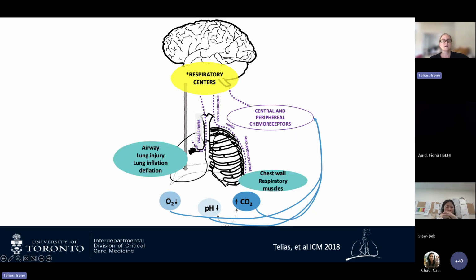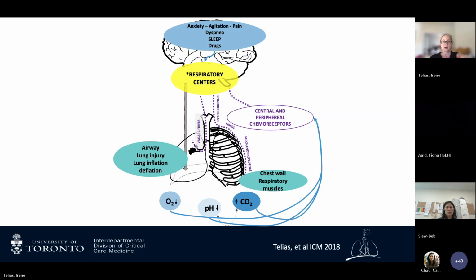Okay? Then we have receptors in the airways, in the lungs, in the chest wall, and even the respiratory muscles that through neural input provide feedback to the respiratory centers to say, okay, I'm having a lot of ventilation, I'm not having sufficient ventilation, or there's irritation that stimulates the respiratory drive. Additionally, a different aspect is that we have higher level, suprapontine structures that can stimulate respiratory drive. For example, if the patient is anxious, agitated, or in pain, that can stimulate respiratory drive. As I just said, dyspnea itself stimulates respiratory drive.